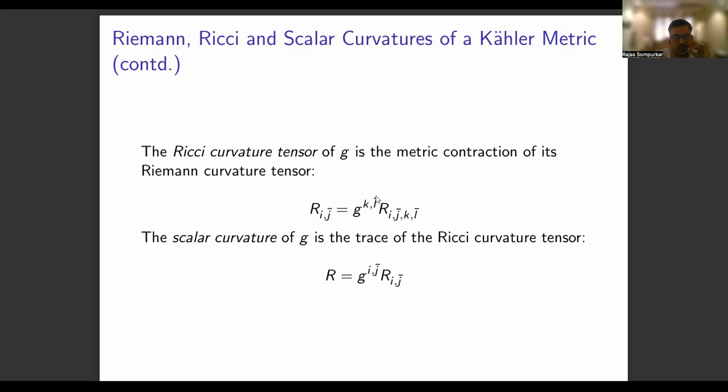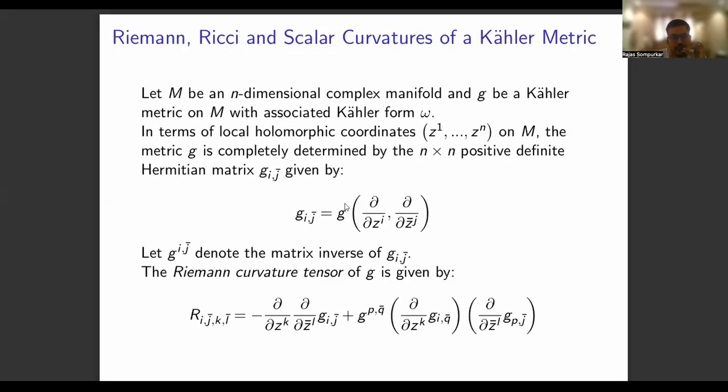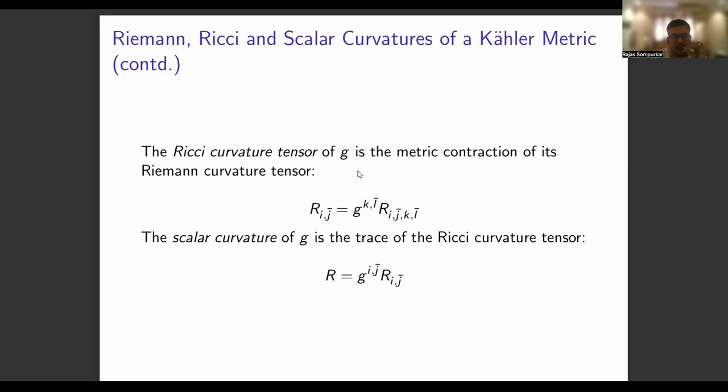So we just take the metric contraction of this Riemann curvature tensor with respect to the metric G. So this R I J bar will be a 1, 1 tensor. This R I J bar, which is the Ricci curvature tensor, is given by this expression. And then the trace of the Ricci curvature tensor is called the scalar curvature, which is given in this way. So this capital R will be a smooth function on the manifold. Okay, so these are the expressions for the respective curvature tensors.